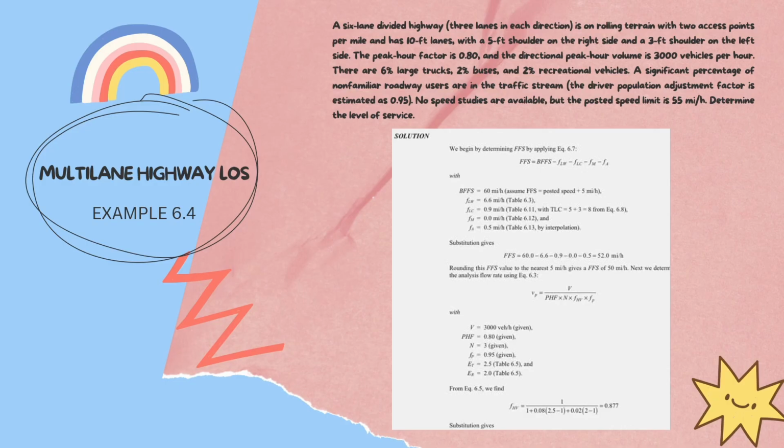So step 5 is to state the results. By matching our computed values with the table, we can conclude the highway's current level of service, such as LOS C or D, depending on the data. So that's all for example 6.4.